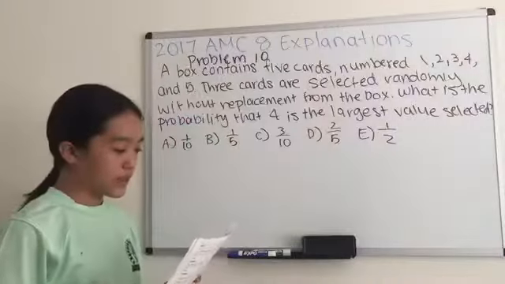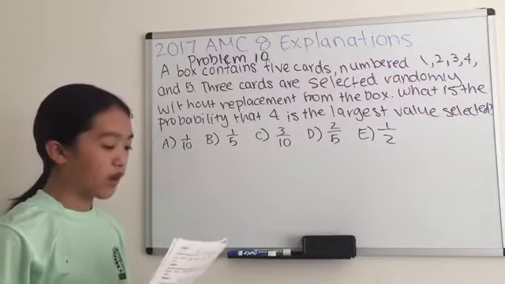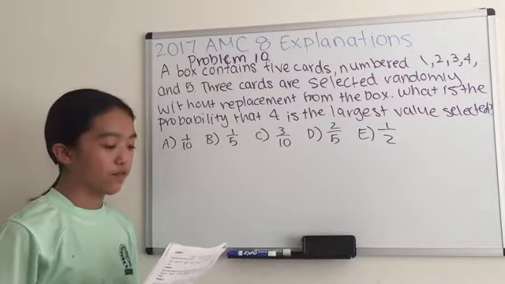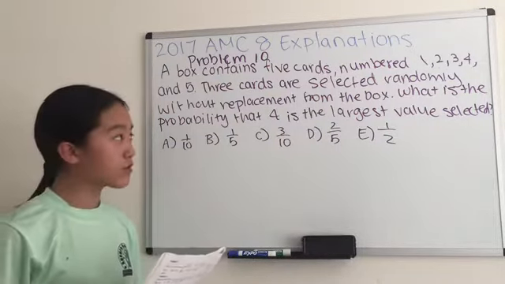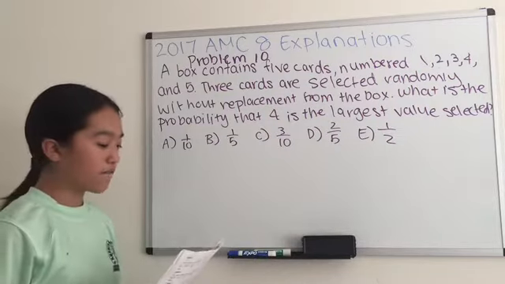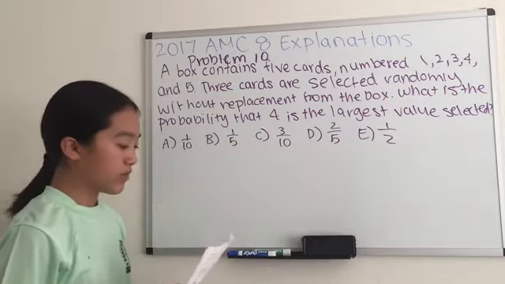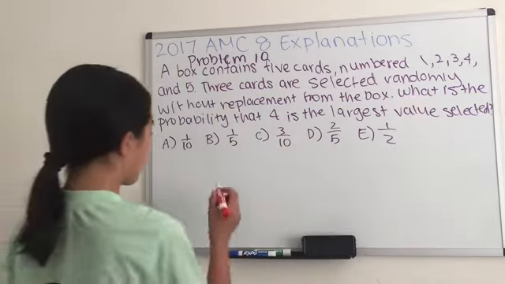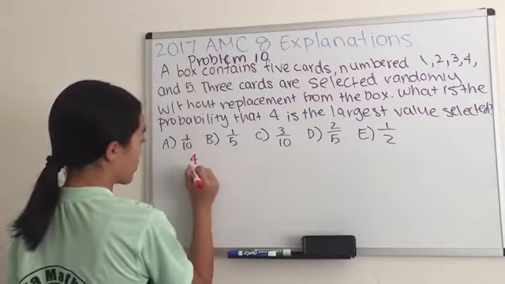Problem number 10 states, a box contains 5 cards numbered 1, 2, 3, 4, and 5. 3 cards are selected randomly without replacement from the box. What is the probability that 4 is the largest value selected? So in order to solve this problem, you need to know how to do problems like 4 choose 3.